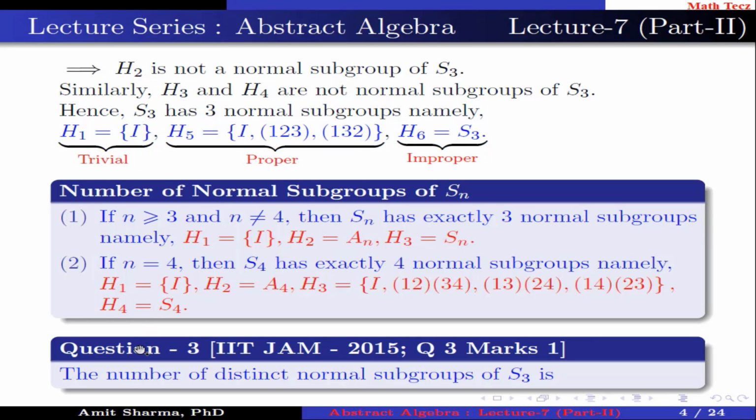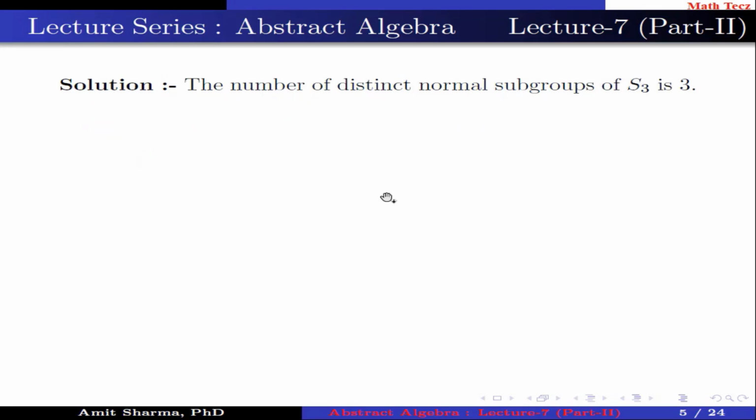Question number 3. This question was asked in the IIT-JAM exam in 2015. The number of distinct normal subgroups of S3 is 3. For more detail, see question number 2.